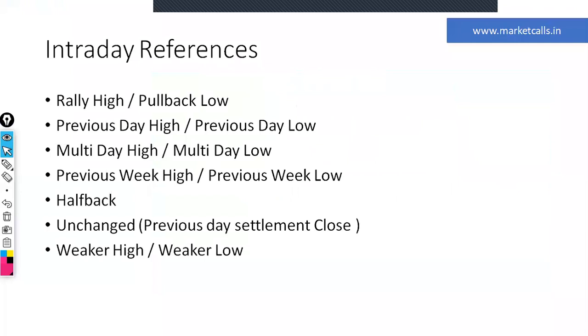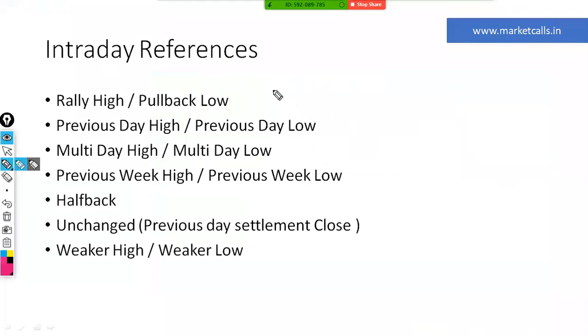So some of them are intraday references. We've seen that rally high and pullback lows are intraday references, and it is valid for only 1 day. So likewise, the previous day high, previous day low, multi-day high, multi-day low, previous week high, previous week low, half back, unchanged, and weaker high or weaker low. All these belong to intraday references. That will be valid only for that day, and next day onwards we'll be moving to different references. We don't use those references anymore once the day ends.